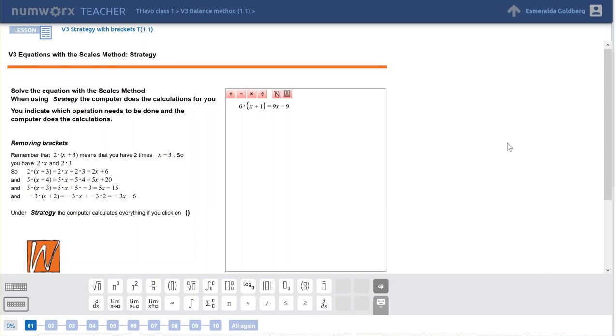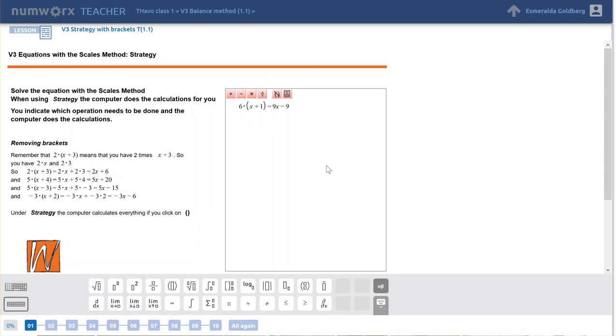In this video, I will explain activity 4 of module V3 about the balance method on NumWorks. Activity 4 is very similar to activity 2, where you had to tell the computer what calculations to make using the buttons above, and then the computer did those calculations for you. The only difference is that now the equations will have brackets.